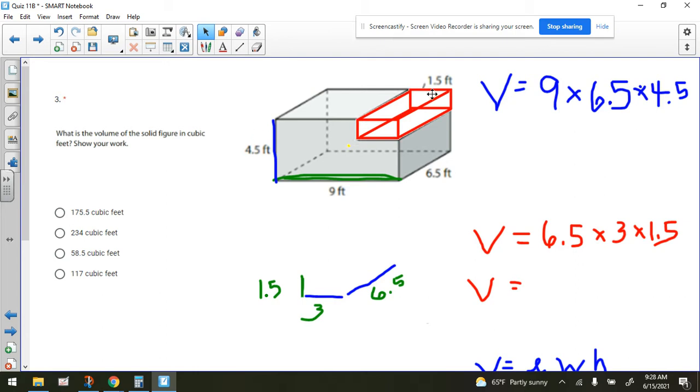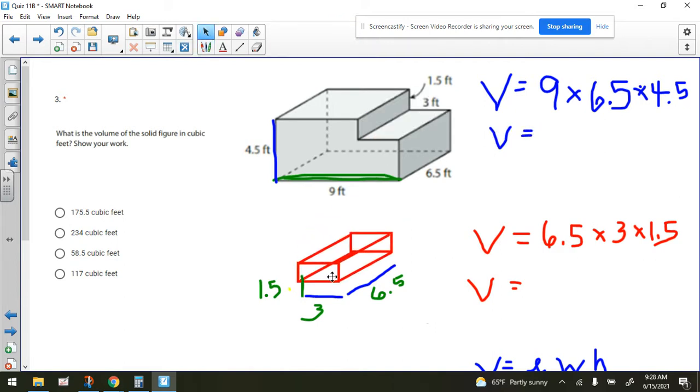if we pretend we have the entire prism, we would be multiplying 9, which would be the length, times 6.5, which would be the width, times 4.5, which would be the height, and you would get some number, right? So you'll figure that out on your calculator and write that number down. Now, you would have to take the volume of the cutout, which we know the length would be 6.5.